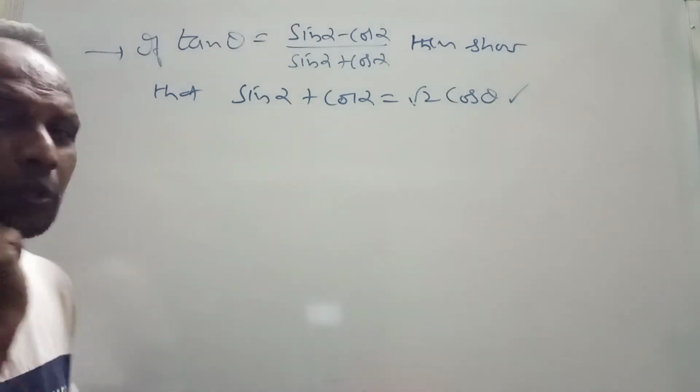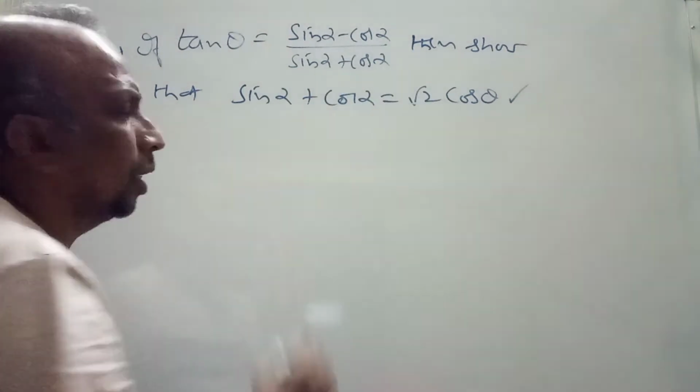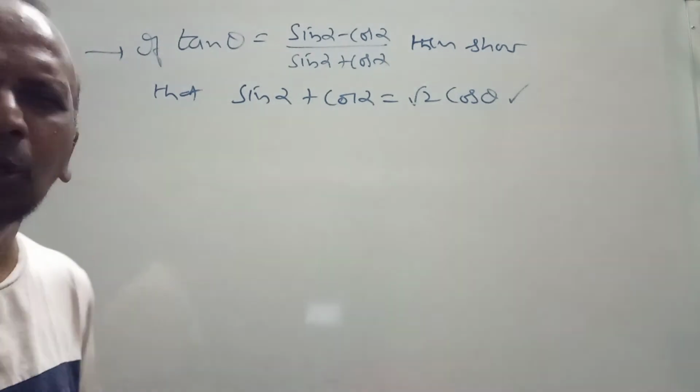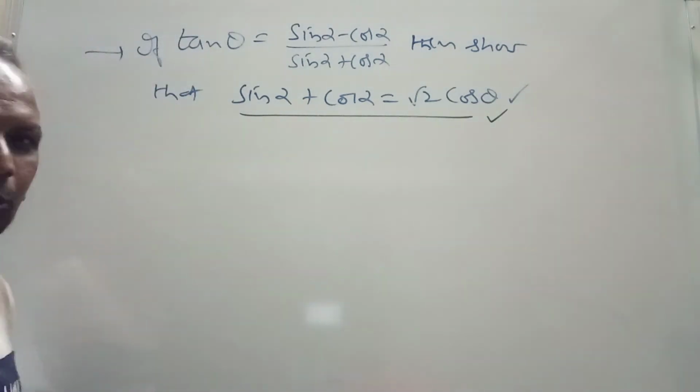If tan theta is equal to (sin alpha minus cos alpha) by (sin alpha plus cos alpha), then show that sin alpha plus cos alpha is equal to root 2 cos theta. They are asking for this result: we should show root 2 cos theta.